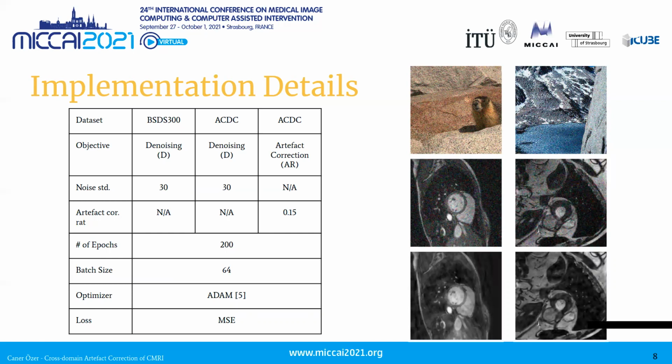The standard deviation of the additive white Gaussian noise is set to 30, while the correction ratio of the artifact correction is 0.15. All of these models have been trained for 200 epochs with a batch size of 64, while Adam optimization function is used to optimize the mean squared error loss.